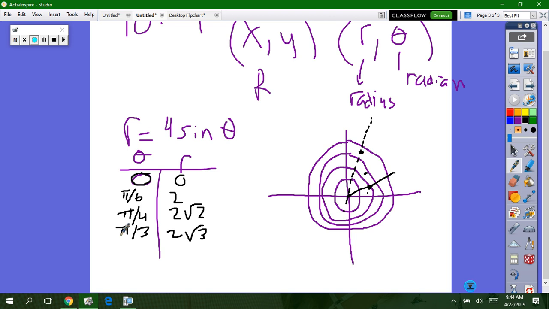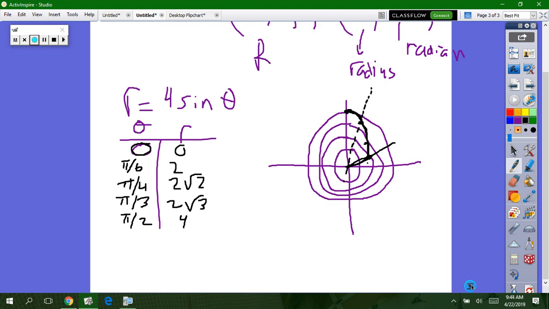Okay. Then where are we going to go? Pi halves. Everybody agreed there? Okay, what is the sine of pi halves? 1. 1 times 4 is 4, so it's right there. So far, this is what I have. It's not very pretty, but we got the idea. Okay? We're going to keep going.